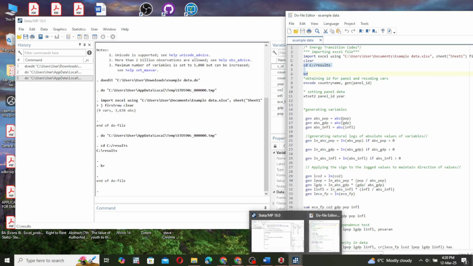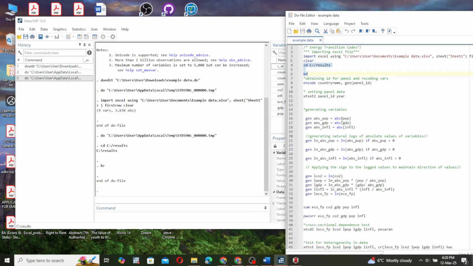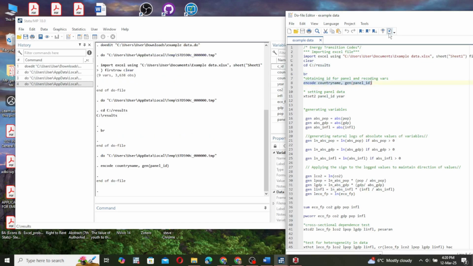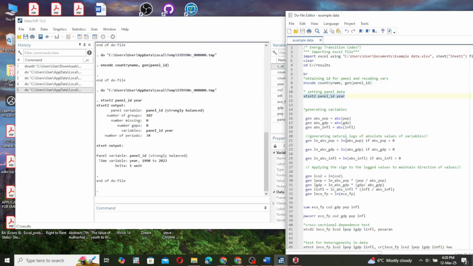Now the countries that we have are developing countries, and so we're looking at the effect of carbon dioxide emissions on the ecological footprint of countries, right? So our country variable is a string variable, so we encode the string, and then we set our panel. We're using xtset2 for that, which provides a more detailed output for what the structure of the panel is.